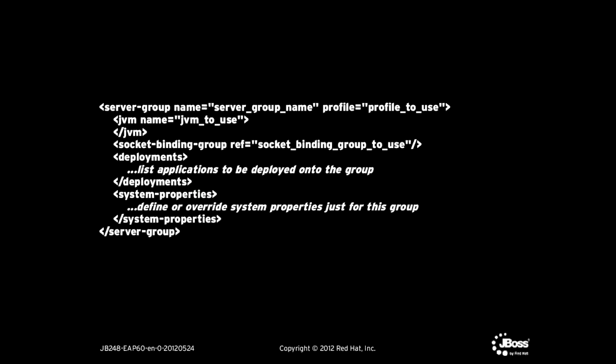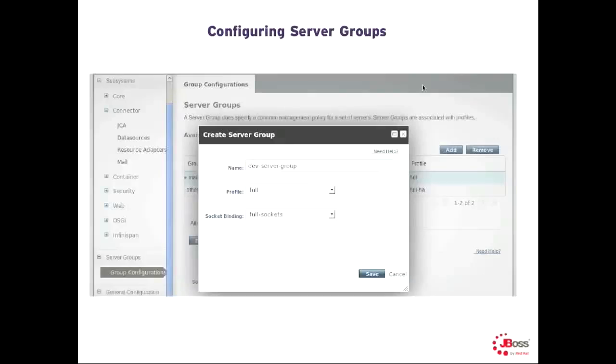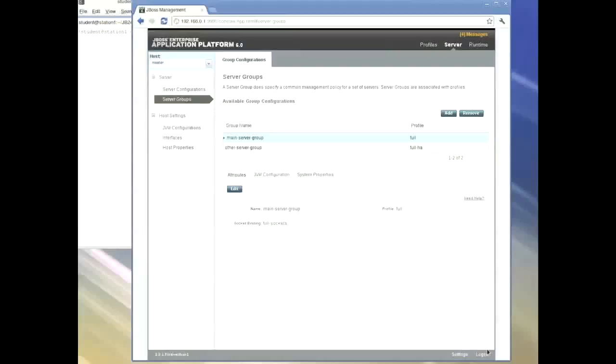To actually set up the server group in your system, you do this through your command console or through the CLI. We'll do a very simple example right now. In our domain controller, here we've gone to the server page and the server groups page. We have 2 server groups that we configured in our last chapter, the main server group and the other server group. Here we're going to add another one.